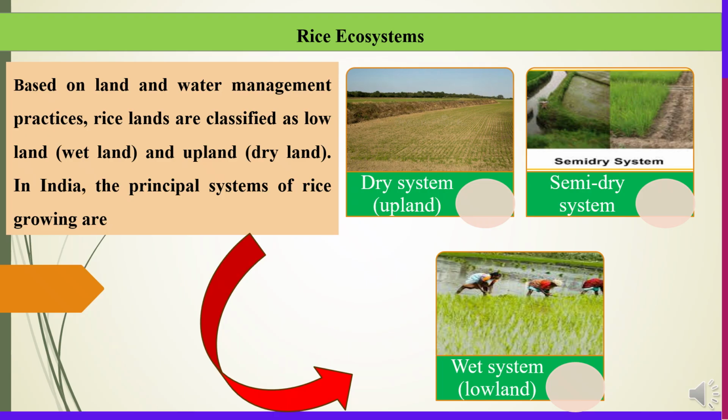Rice ecosystems in India are classified based on land type and water management into lowland, wetland, and upland, dryland systems, with three principal cultivation methods: dry system, upland, where rice is direct seeded in unbunded, rain-fed fields without standing water; semi-dry system, where fields are prepared under dry conditions, rice is direct seeded or transplanted, and irrigation or rainfall later creates saturated soil; and wet system, lowland, where bunded fields are puddled and rice is grown under continuous standing water from monsoon rains or irrigation, ensuring higher yields but requiring more water.